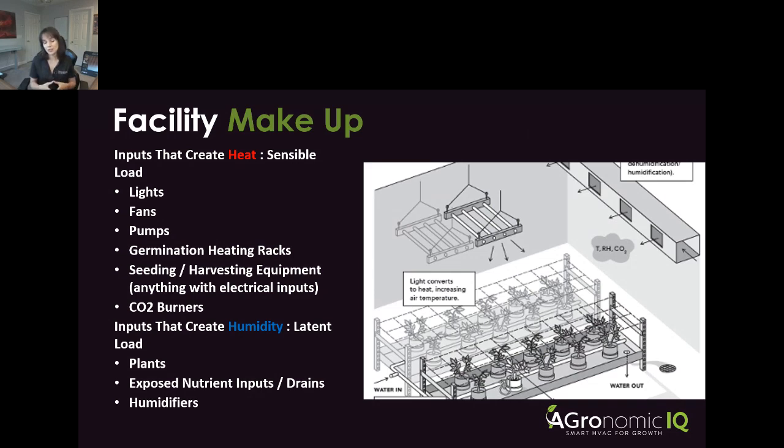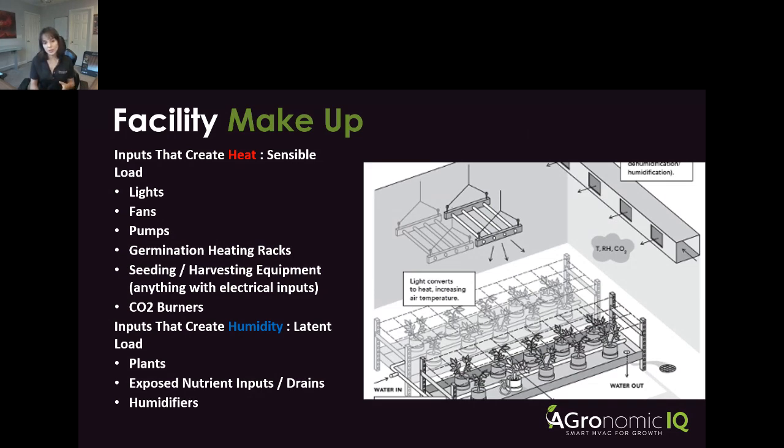The second is in vertical farms, I see this a lot. If you've got recirculating nutrient systems and you've got open troughs for drains or inputs, and those open bodies of water are coming in contact with the light, probably growing algae, but you're also getting evaporation. So understanding what the plant count is, what the transpiration rates are, how much open water surface area you have, all is super important in calculating that humidity or the latent load.